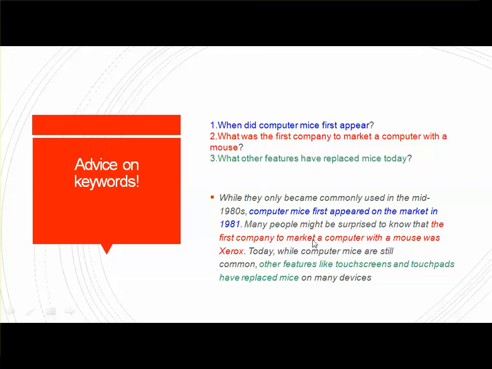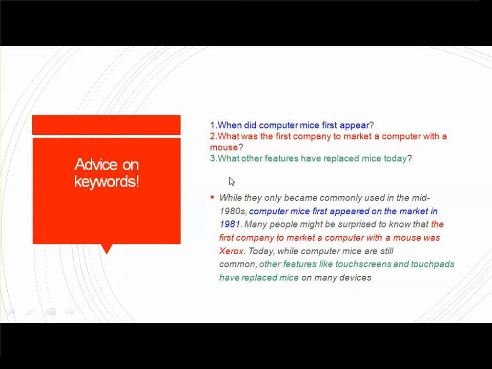The first company to market a computer with a mouse was Xerox. What other features have replaced mice today? Other features like touchscreens and touchpads have replaced mice on many different devices. So quite easy when you have it like this in the 3 colors. But remember to really look out for these keywords.